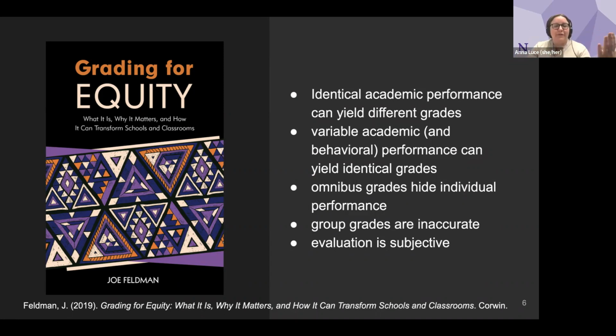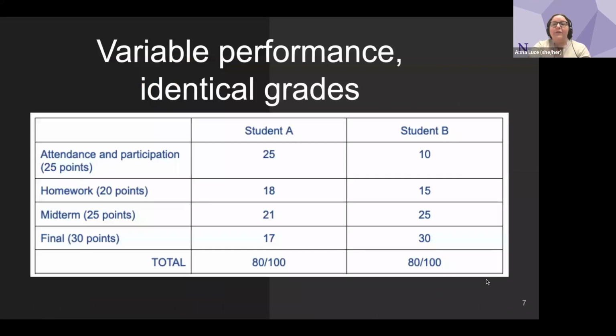Working together helps students progress and learn, but not every student is going to have an identical sort of performance at the end of a group project. And finally, evaluation is subjective. So it's really difficult to give grades that are not based on your personal biases or your hidden biases. So this is just an example of variable performance and identical grades.